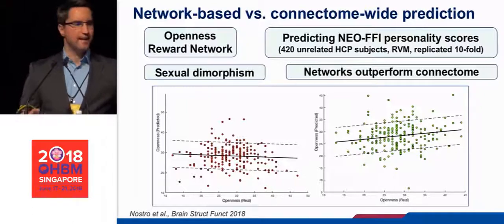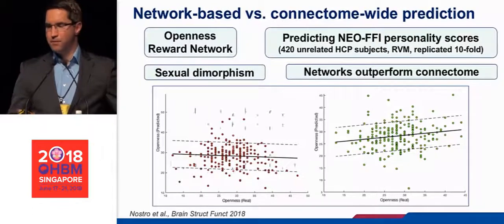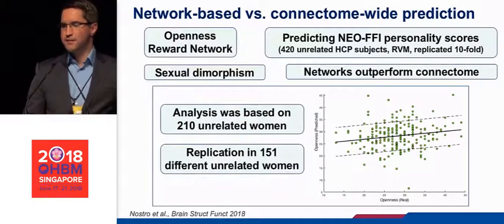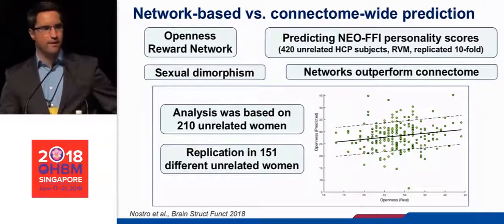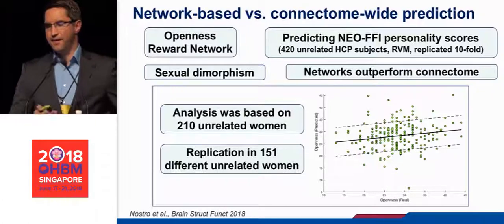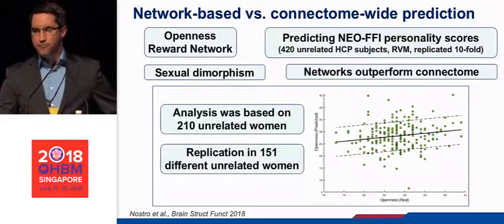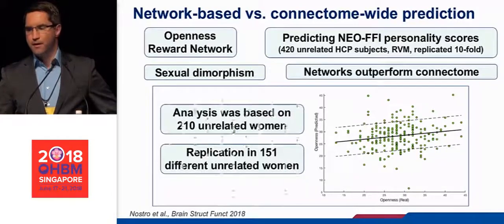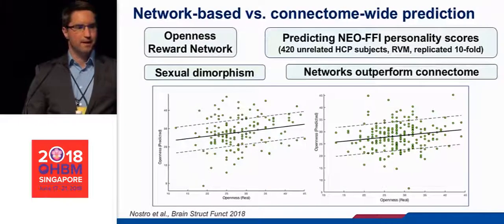Now, did we just get lucky on the females? Well, we wanted to find out. So this was an analysis based on 210 unrelated women from the HCP dataset, and then we replicated that in another dataset of 150, different, again, unrelated women, and we find exactly the same pattern.